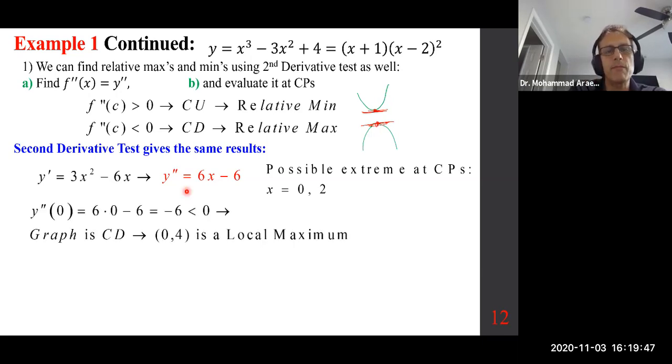If we plug in 0, it gives us negative. So the graph is concave down. This is where the local max occurs. Now plug in the number 2, and that gives you positive. Positive means what? Concave up. Relative min.